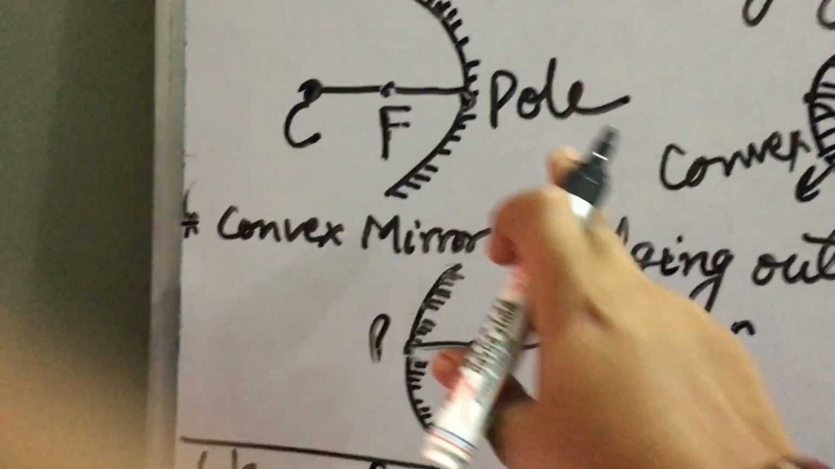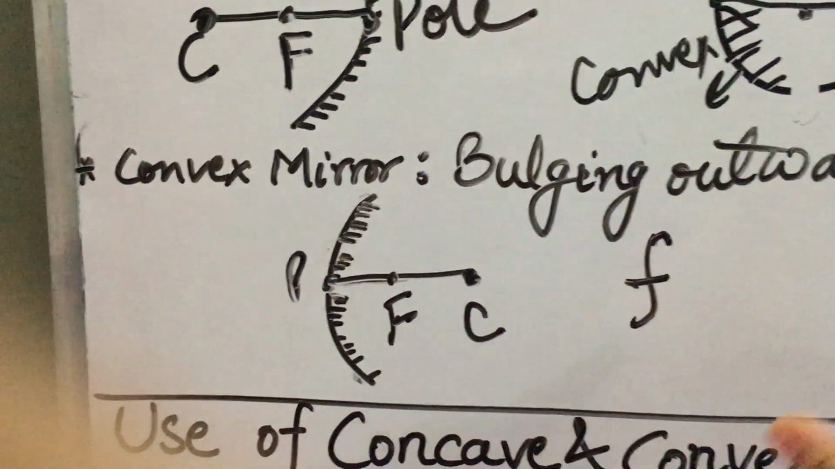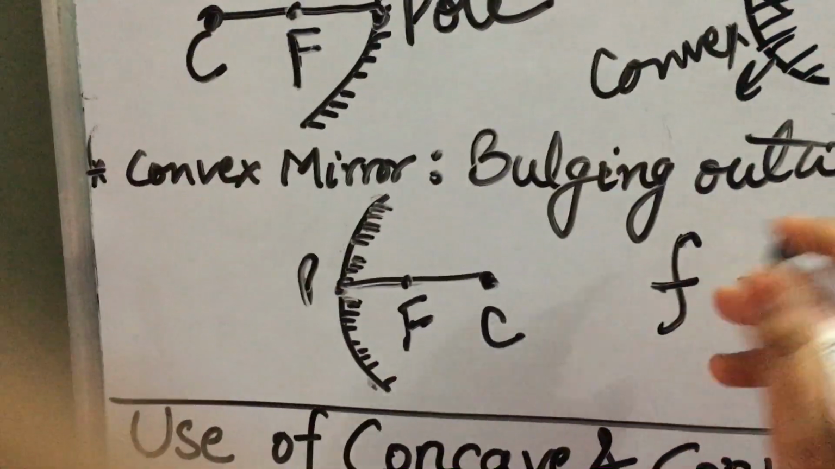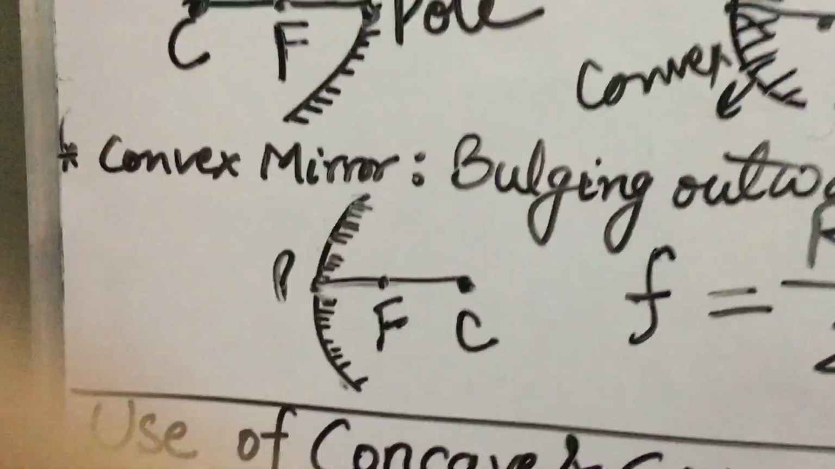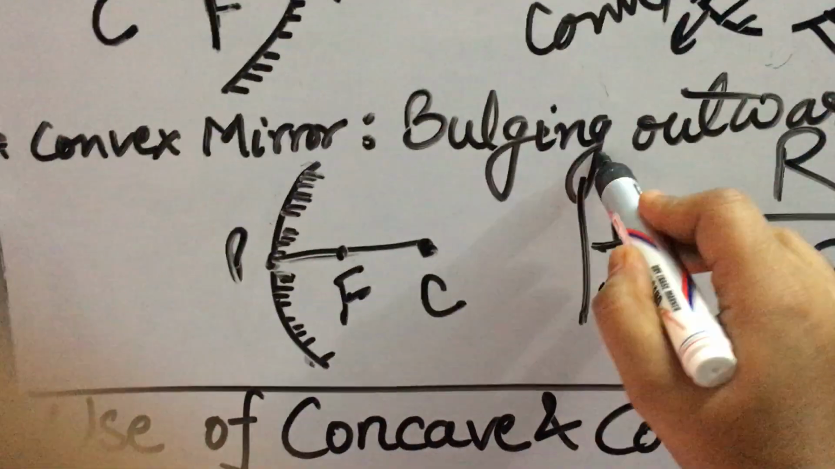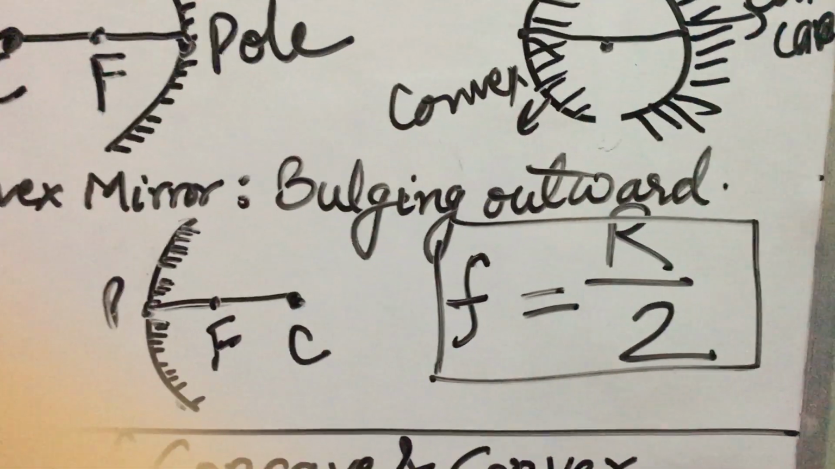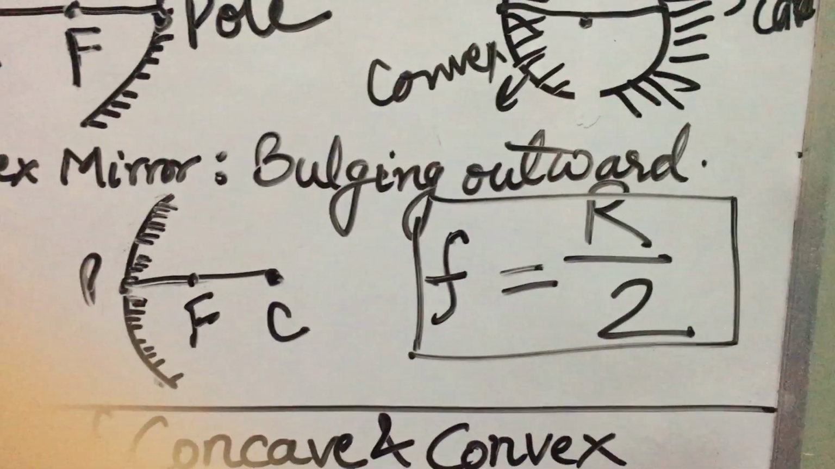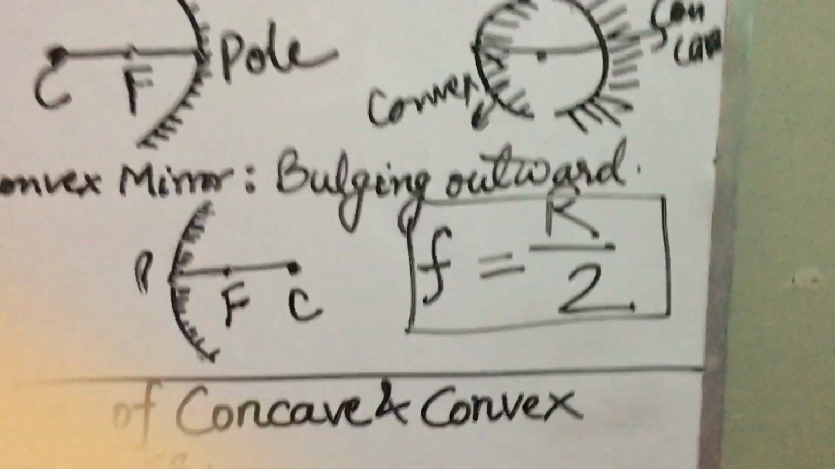And what is radius of curvature? The distance between pole and center of curvature. There is a relationship between focal length and radius of curvature. What is that? That the focal length is half of radius of curvature. This is a relationship which is very, very important. This we will use in many numericals, children. F equals R by 2. Focal length is the half of radius of curvature.